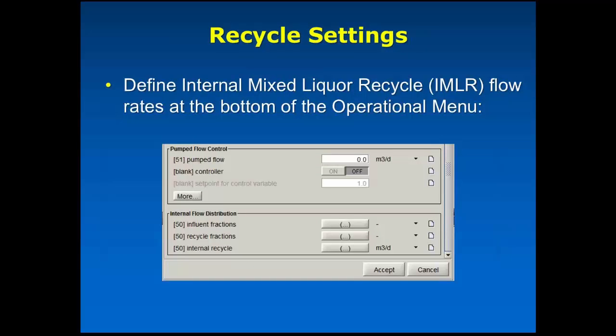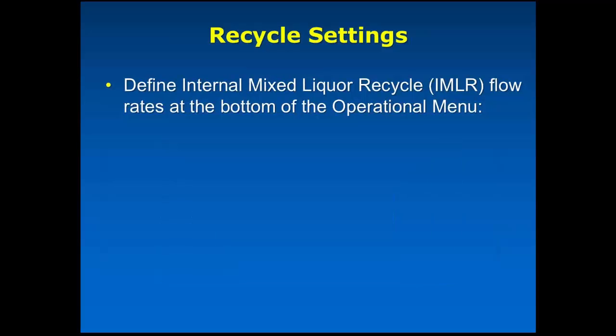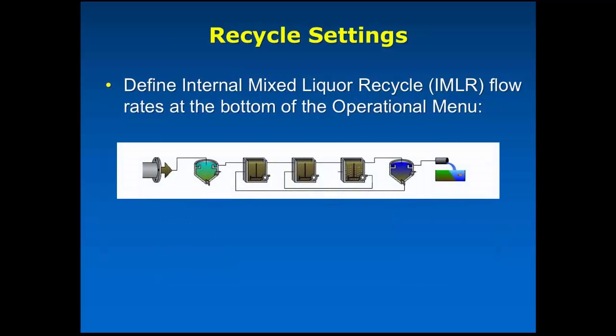Now, the way that that is done is accessed, again, through that same operational parameter menu that I mentioned before. Now, the aeration settings are at the top. This is found down at the very bottom. Internal recycle is what it's referred to as here. And when you click on that button, you get a special menu that looks different than all the other ones in GPSX.